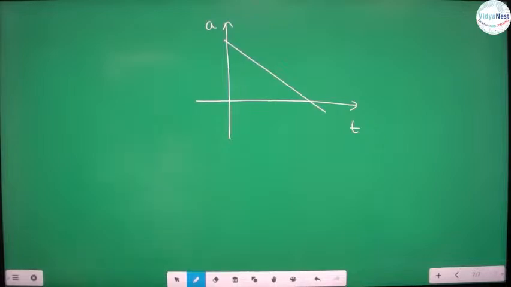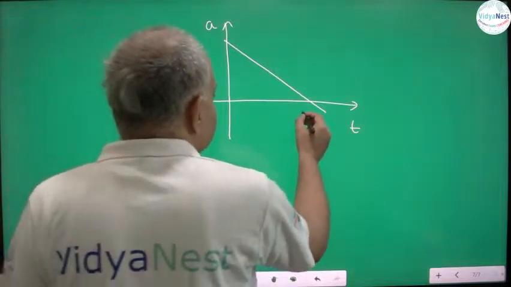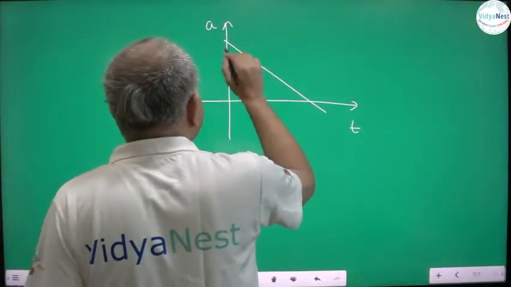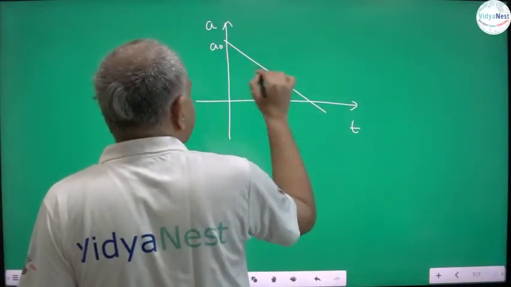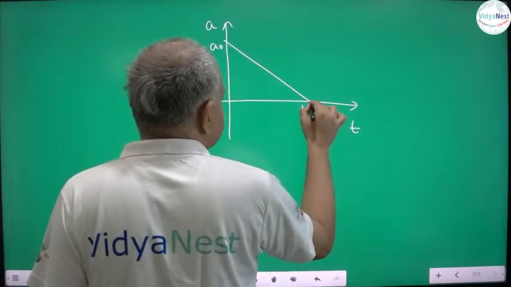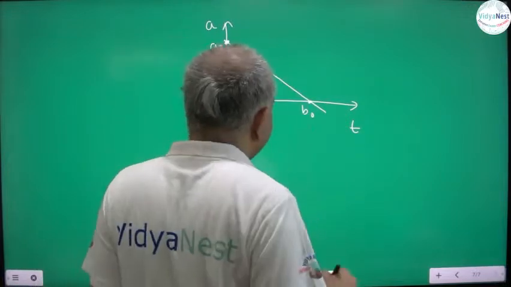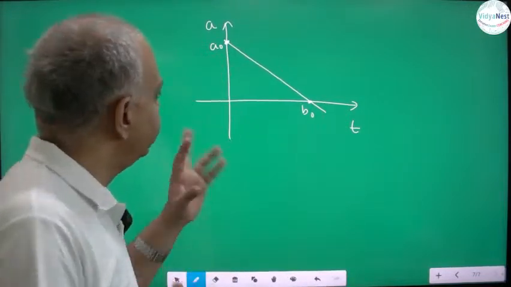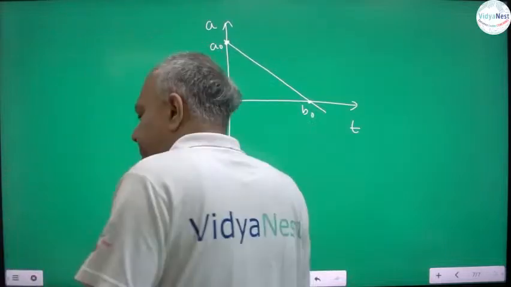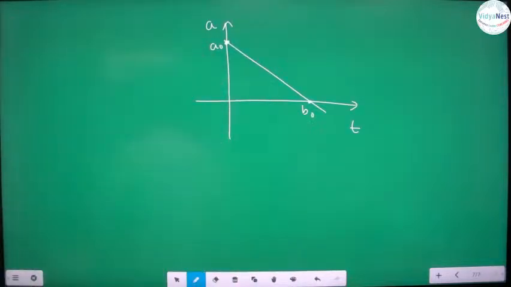Suppose this part is a naught, and this point is b naught. So what we can find from here: in this kind of situation, when the acceleration is reducing, you can observe this is not a constant acceleration.